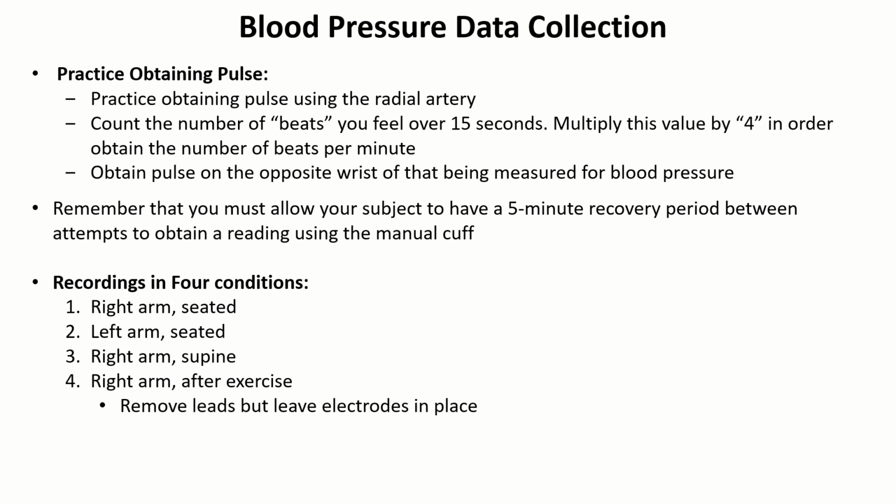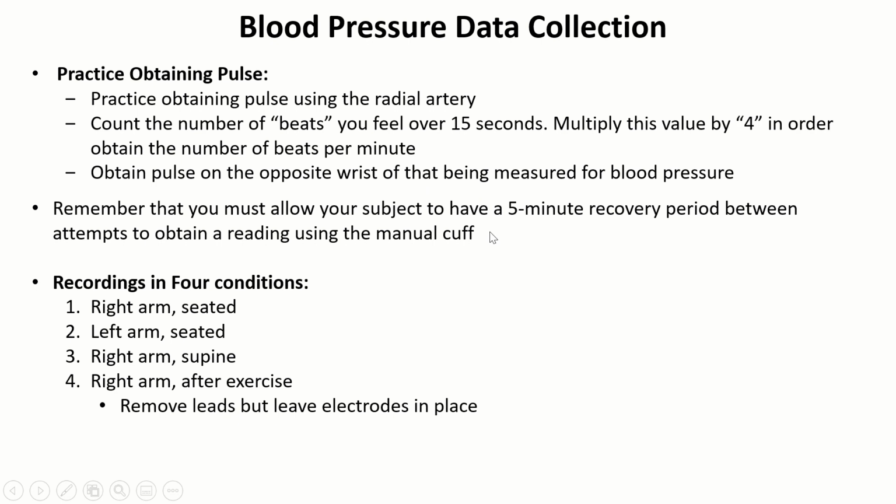After you've found a pulse, you want to count the number of beats you feel over 15 seconds, and then multiply that value by 4, and that's going to give you the number of beats per minute. And this pulse, of course, is indicative of heart rate. Obtain the pulse on the opposite wrist of that being used for a blood pressure measurement all through this exercise.